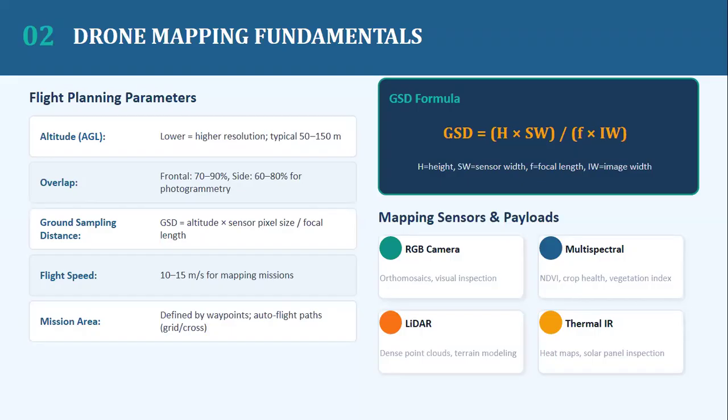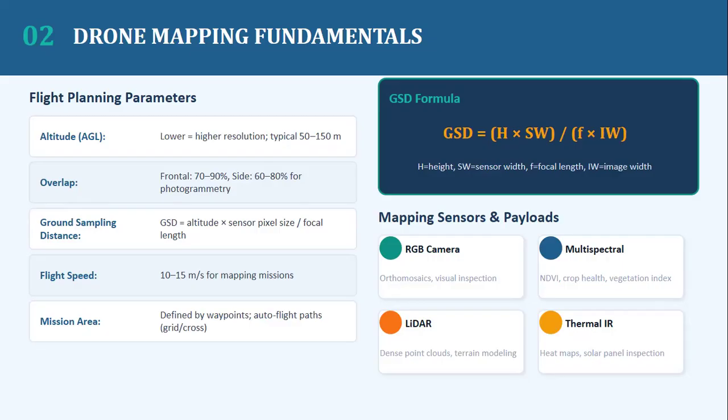Let us now start with the drone mapping fundamentals. Drone mapping begins with careful mission planning. Several factors influence the quality of mapping results. Flight altitude affects image resolution. Lower altitudes generally provide finer details. Image overlap is equally important, with front overlap typically between 70 and 90% and side overlap between 60 and 80%. Ground sampling distance, or simply GSD, determines the size of the ground area represented by a single pixel. Proper flight speed and mission design ensure complete and accurate data collection.